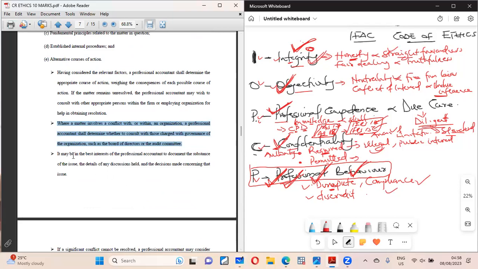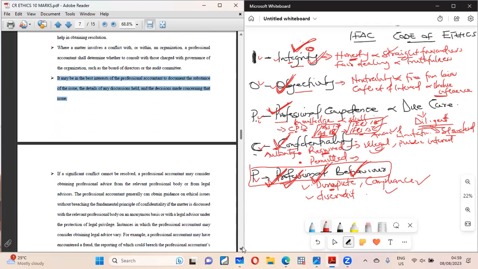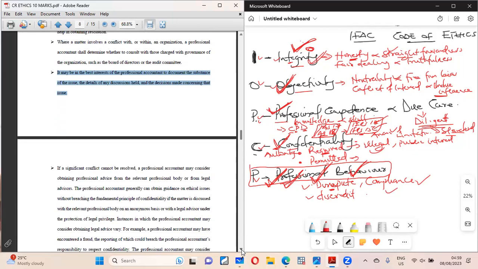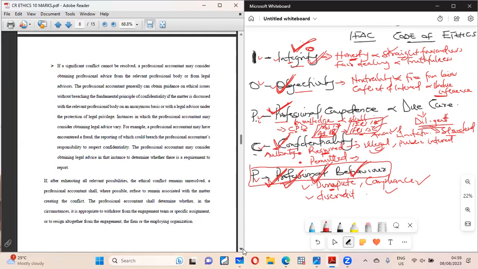So it may be in the best interest of the professional accountant to document. Please, this is key. Whatever it is, document it. Because if you assemble one document here, one record, you have nothing to show for it. So document it. This is one of your safeguards. All right. Seek internal resolutions. If not, go outside and seek advice. All right. So that is that.